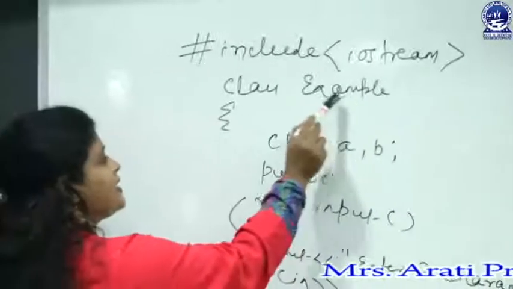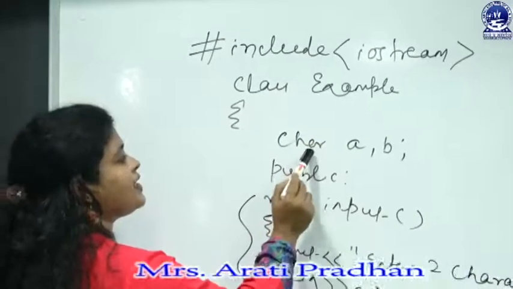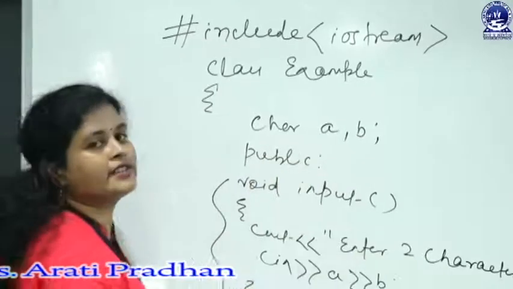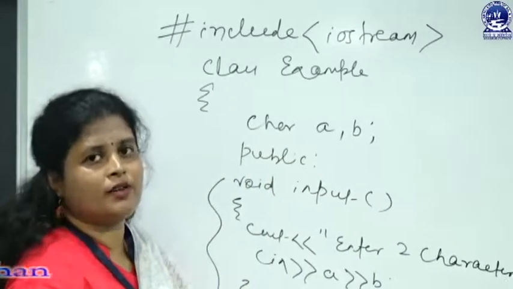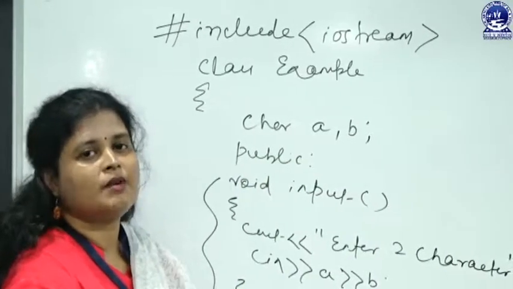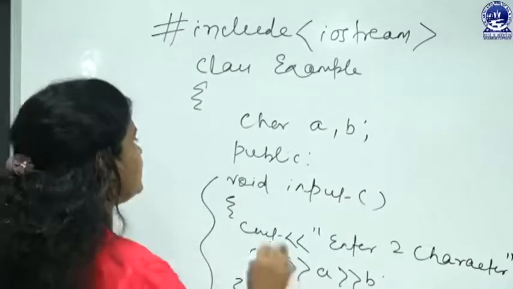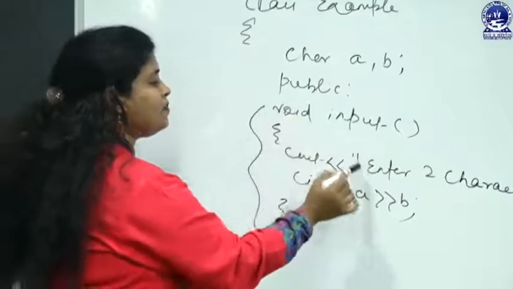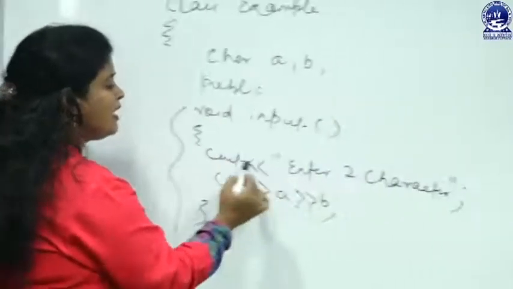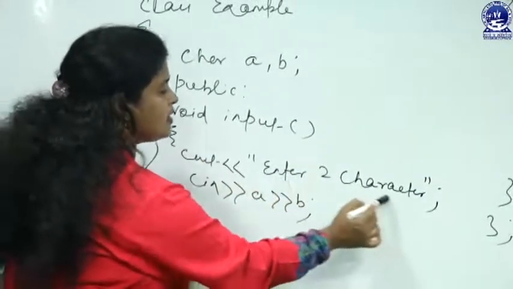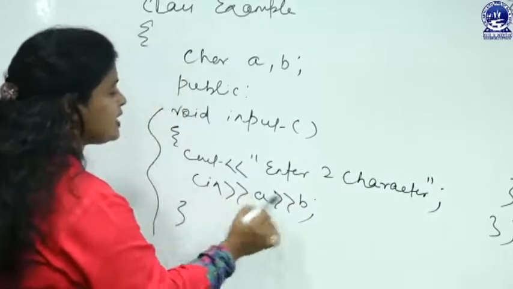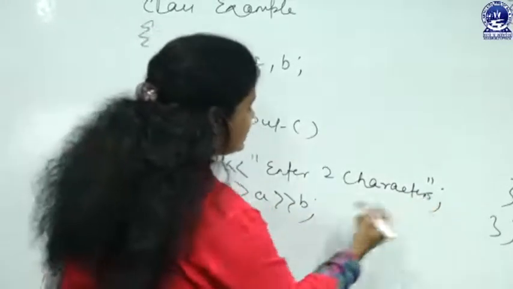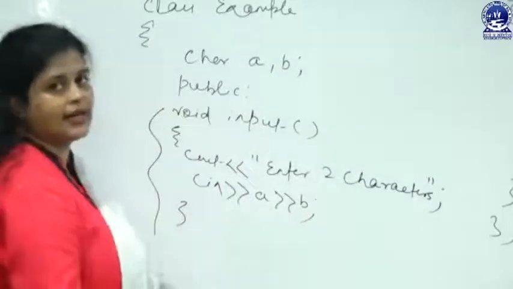Let the coding is class. Example, here I have used character char AB instead of int. You may use int, no problem, I am just changing the program a little bit. That is why I have used a character variable here. Then public void input, inside the input method I have displayed cout enter 2 characters, then cin AB. It means that here we are inputting 2 character values.